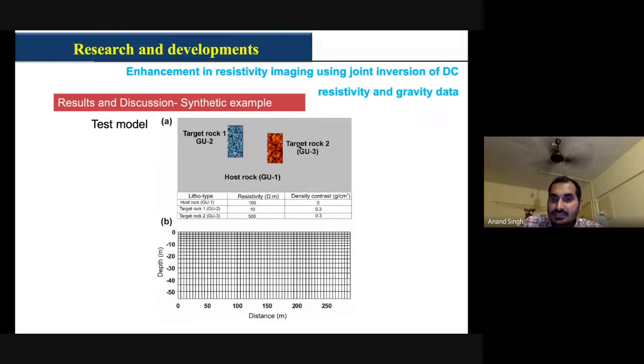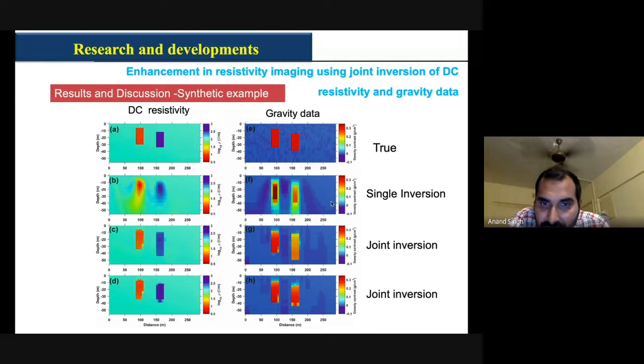Now this is the result of a traditional inversion. When you invert the DC resistivity data set, you will get this model. When you invert the gravity data, you will get this particular model. Still this is confusing, and you are not sure where the boundary is. For example, where will you draw the boundary between geologic units over this? So still it is not clear.